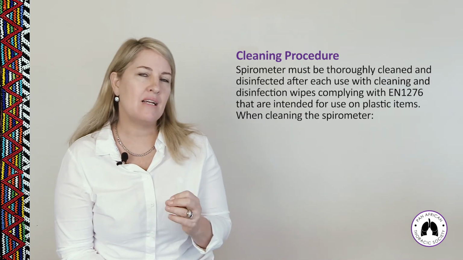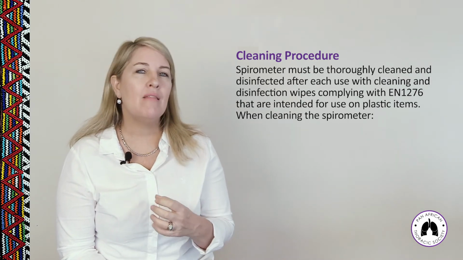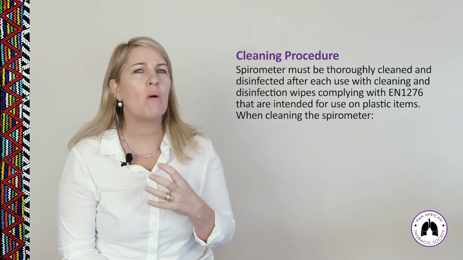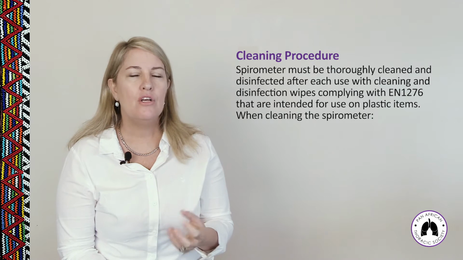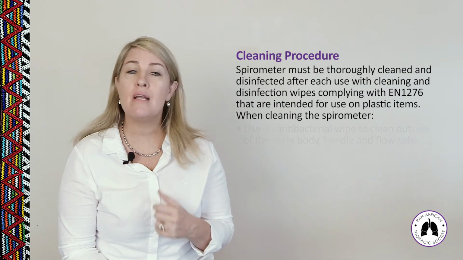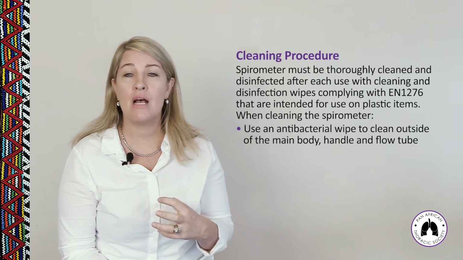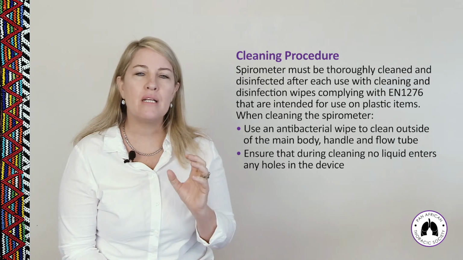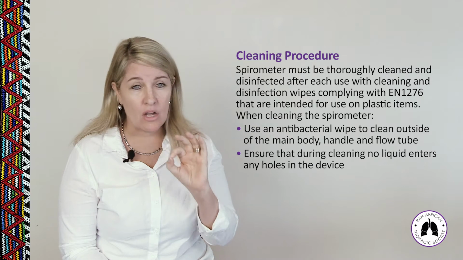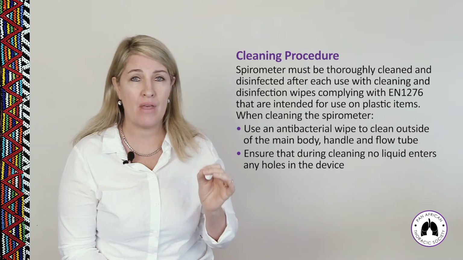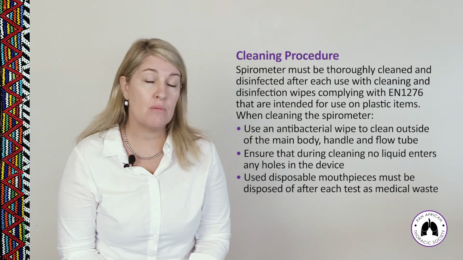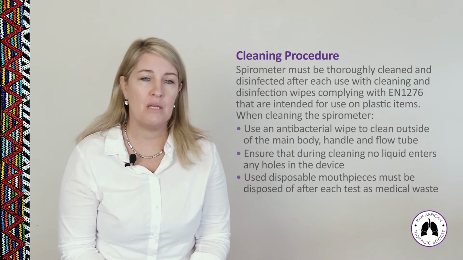So what that is saying is don't use anything that is going to damage the casing of the spirometer, which is usually made of one or another type of plastic. So when cleaning the spirometer, use an antibacterial wipe to clean the outside of the main body, handle, and flow tube. Ensure during cleaning that no liquid enters any holes in the tube itself and the handle. Use disposable mouthpieces, which must be disposed of into biohazardous waste after they've been used.